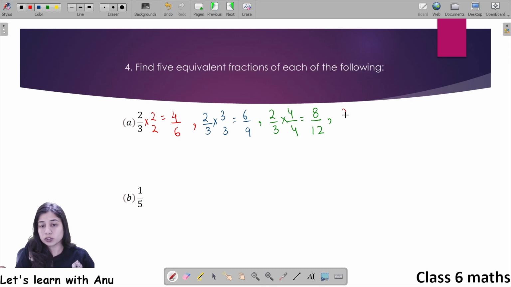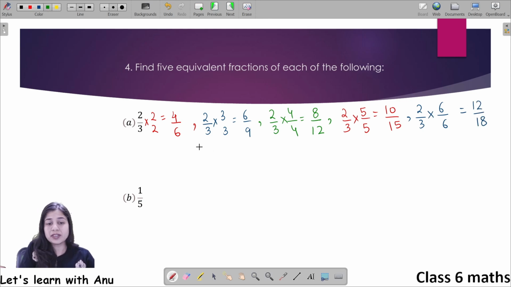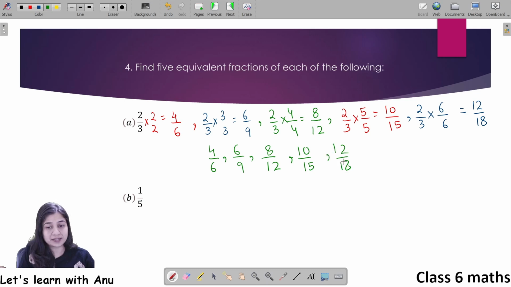Then the fourth equivalent fraction of 2 by 3, we are multiplying it with 5 and we're getting 10 by 15. Then one more equivalent fraction, the last one. We're multiplying both numerator and denominator with 6 and we get 12 by 18. So the 5 equivalent fractions of 2 by 3 are 4 by 6, 6 by 9, 8 by 12, 10 by 15 and 12 by 18. I think it's quite easy.